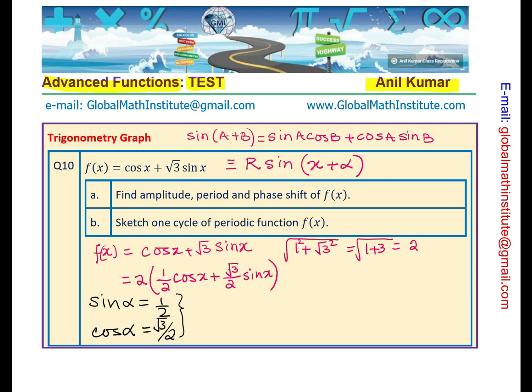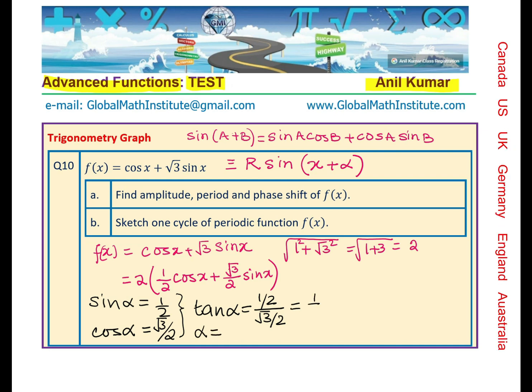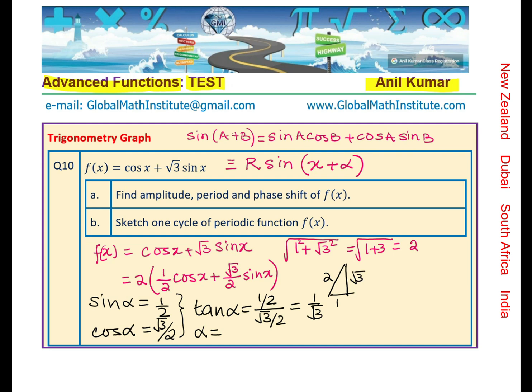So normally it is not that simple. So what we do is we divide them. So we get tan alpha equals half divided by square root 3 by 2. And from there, it is very clear that tan alpha is 1 over square root 3, right? So all this is indicating one thing to us, that we're looking into this particular triangle with sides 1, 2, square root 3, and sine alpha of half means that the angle is pi by 6, right?